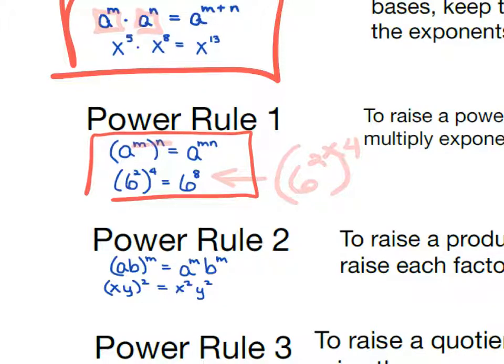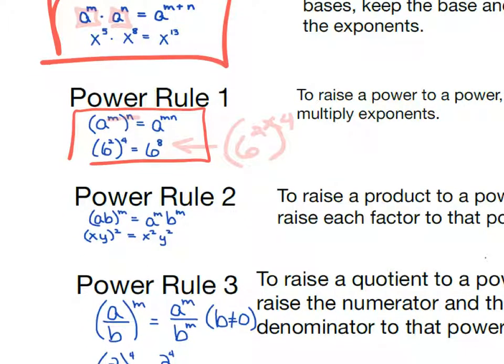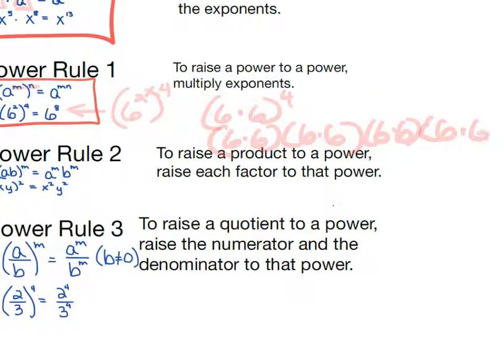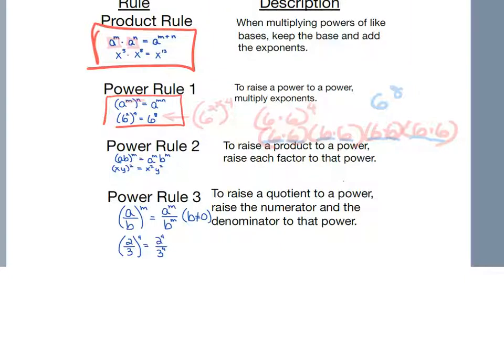Again, if you think about it logically and you were to expand this, 6 squared is really 6 times 6, and then you still have the fourth power. So then if you were to take that and write it out 4 times, so 6 times 6, 6 times 6, 6 times 6, and then 6 times 6. Notice if you go back and count how many 6's you have, 1, 2, 3, 4, 5, 6, 7, 8, 6 to the 8th power. So again, think about what you've learned from exponents and you could always bring it out like that.